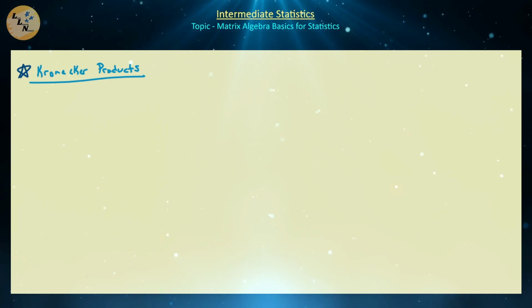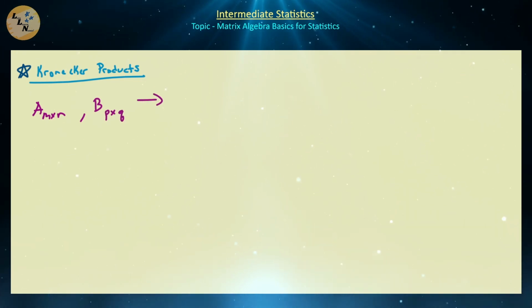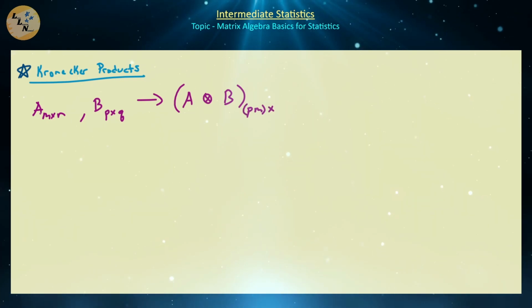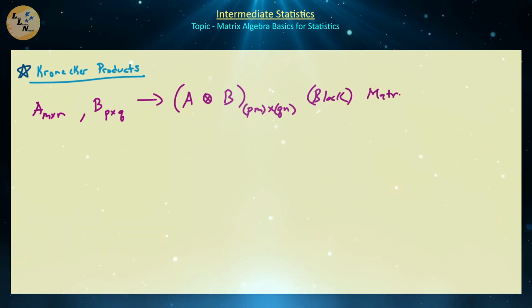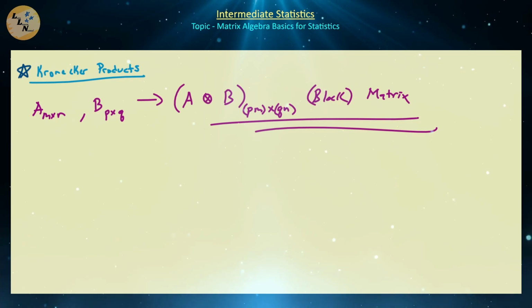So let's assume that we have an m by n matrix A, and let's assume that we have another matrix B, which is a p by q matrix. So this is probably the most general case of the two-matrix Kronecker product that you can define. We define the Kronecker product and denote it by this particular symbol. This is going to be a pm by qn block matrix, or some people just say it's a matrix. Right, so it's just a bigger matrix.